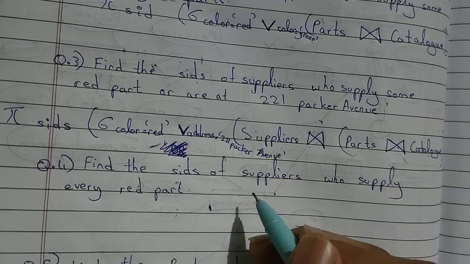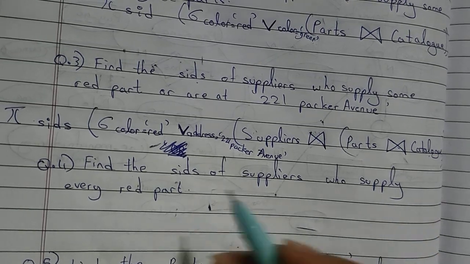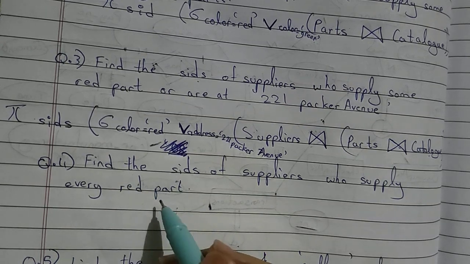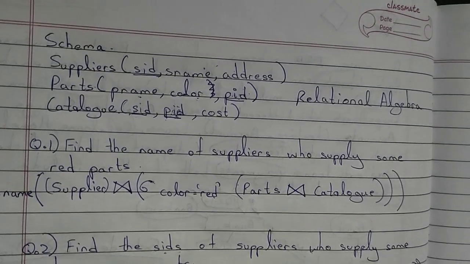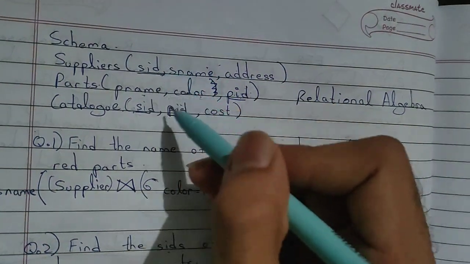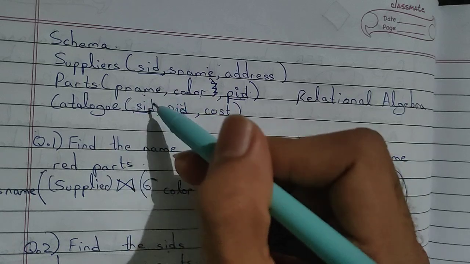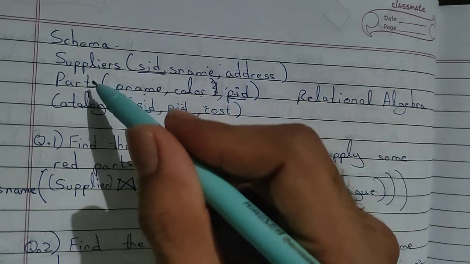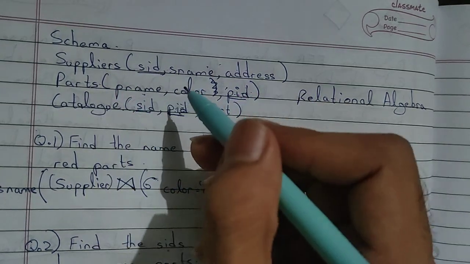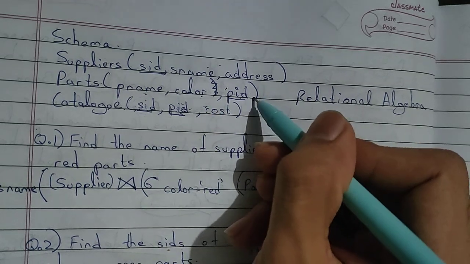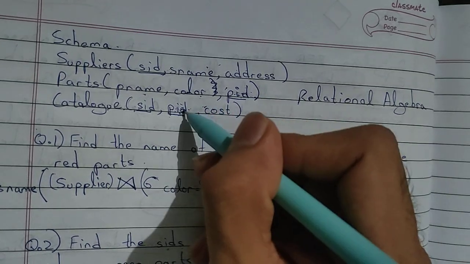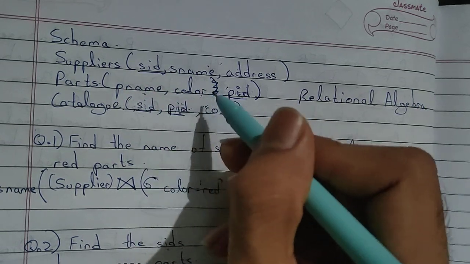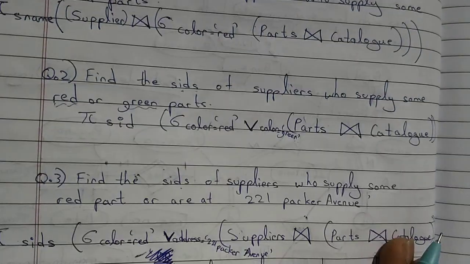Now for the next one, we need to find the SIDs of the suppliers who supply only red parts. Every red part means they supply only red parts. So now we need supplier ID. They asked us to find the supplier ID of those suppliers that supply red parts. So we basically need to combine these two tables, parts table and catalog table. We can use natural join because we have PID here, so it will combine on the basis of the product ID. Once combined, we need all the supplier IDs which supply red parts, so where color is equal to red.